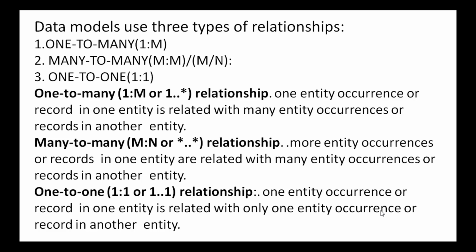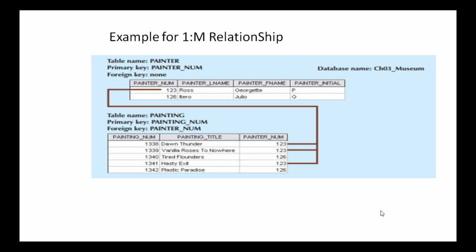So, one to many relationship, what? In this, one entity occurrence or one record in one entity relates with many entity occurrences or records in another entity or table. So what it means, let's go through this example to understand the one to many relationship between two tables clearly.